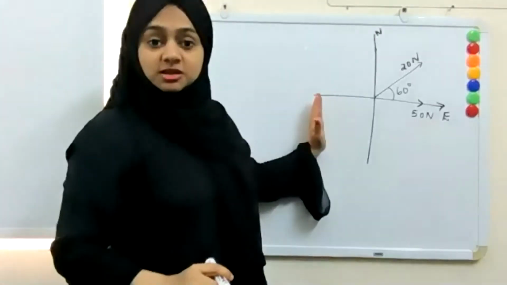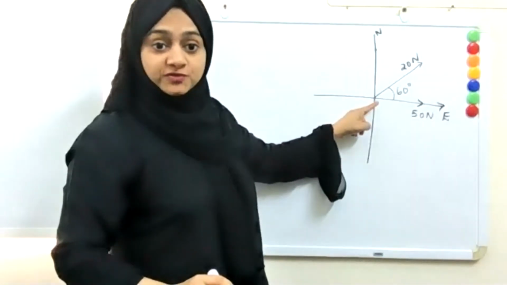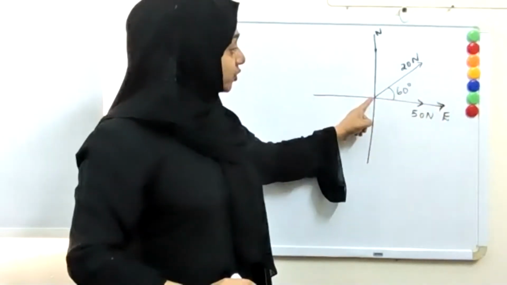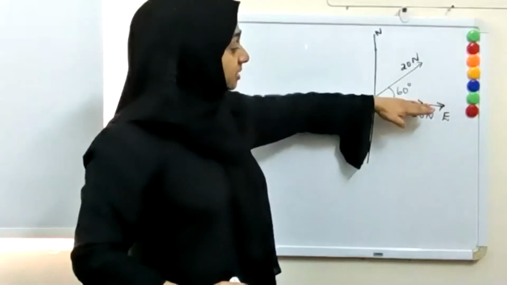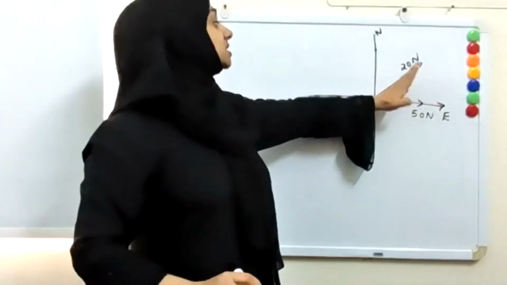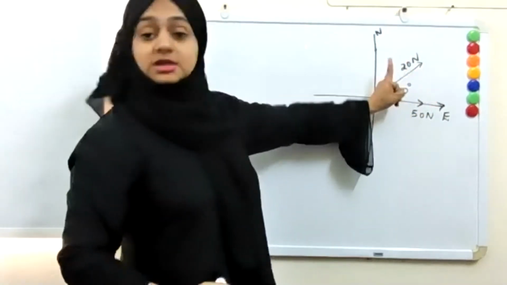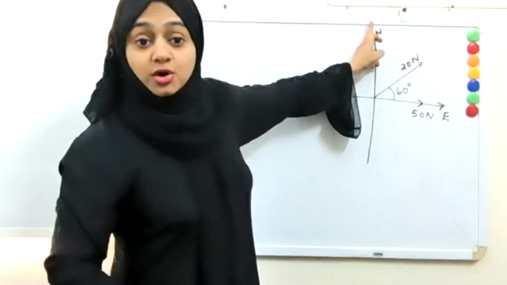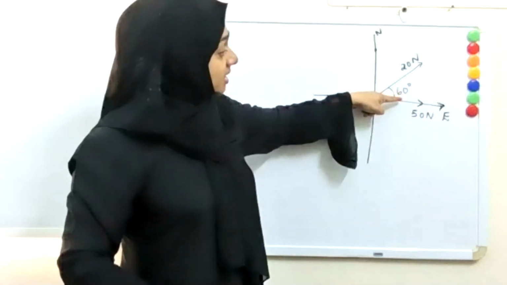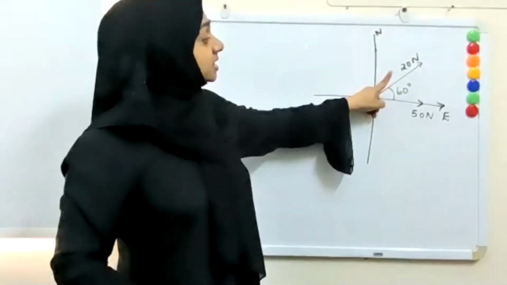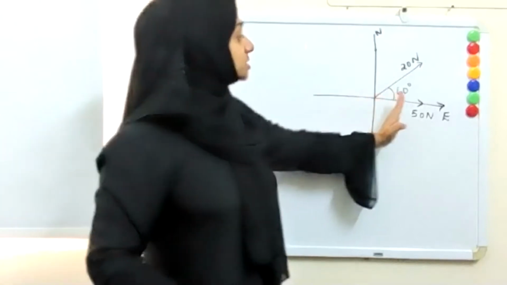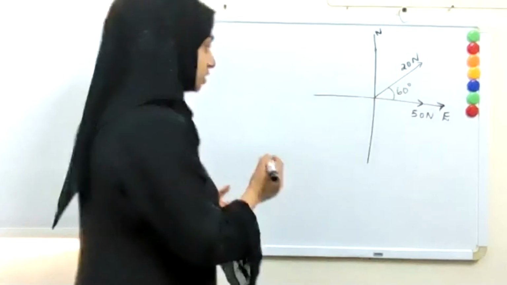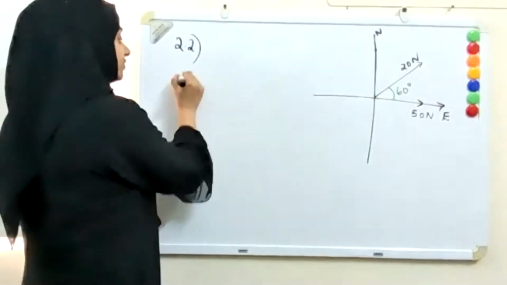So we have seen in the question that the force of 50 Newton is applied towards the east and another force of 20 Newton is applied, making an angle 60 degree from the east. So it's not exactly along north, it's just making an angle 60 degree from the east towards north. So this is the diagram. And we have to find the resultant force. So how will you find the resultant force?